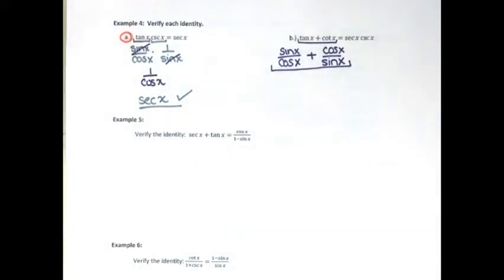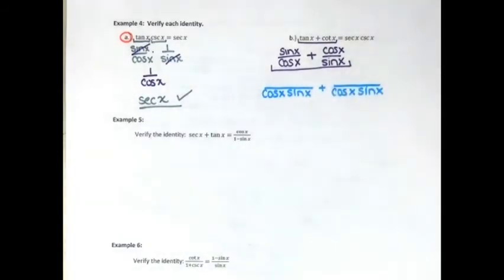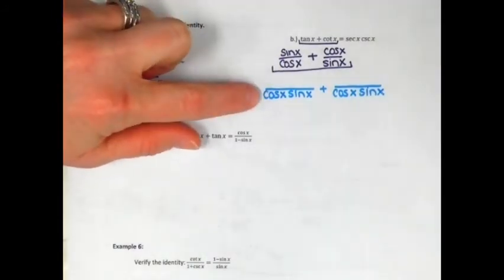Now, to be able to add, we need to have a common denominator. So if one denominator is cosine, one is sine, what's its common denominator? Wouldn't it be cosine x and sine x? Right? We just incorporate both of them. You guys okay with that? All right. So now, if I look at the first fraction, my first denominator is cosine, but I want to get to cosine times sine.